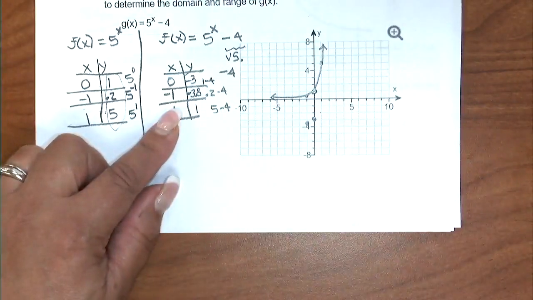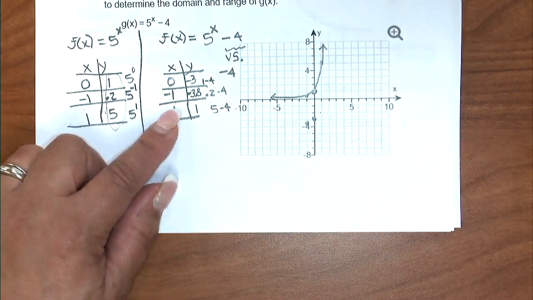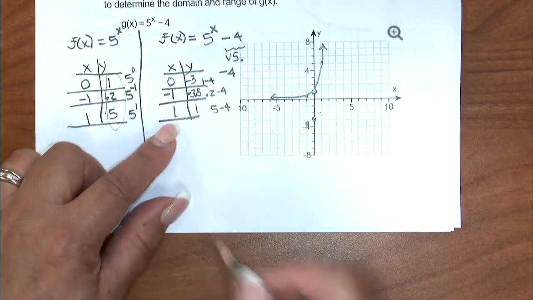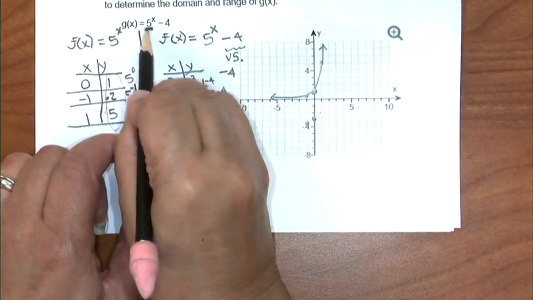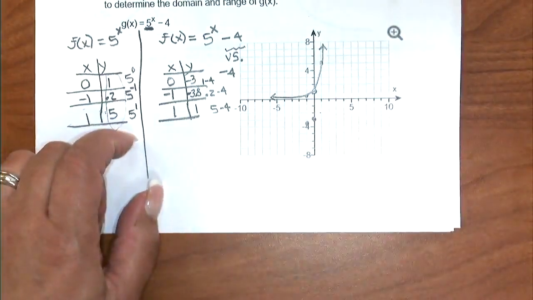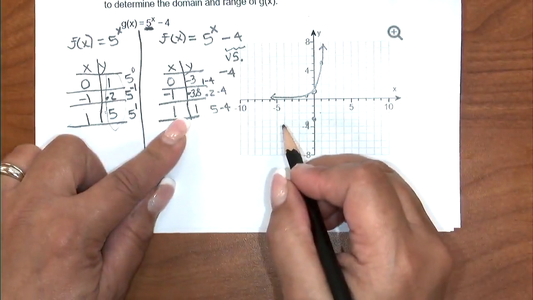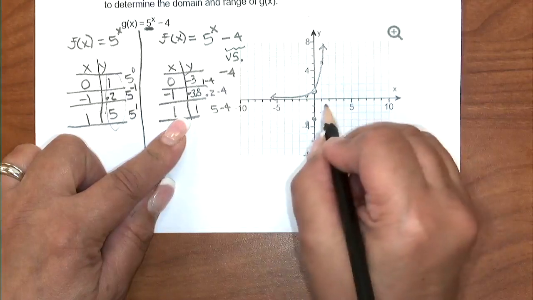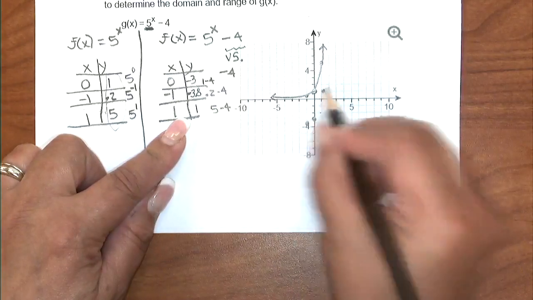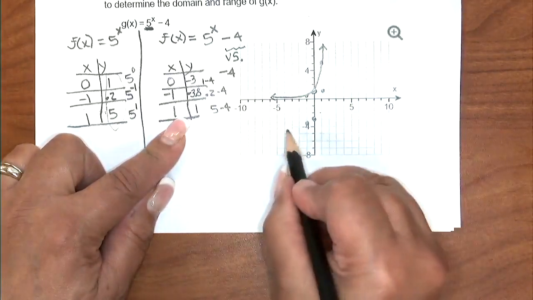Okay, exponential graphs look like this. They climb up to the right and to infinity when the base is greater than 1, as this is. See that 5? It's greater than 1, so it has to climb like this. Last point, 1, 1. So 1, 1 would be right there. Give it the same shape as this.